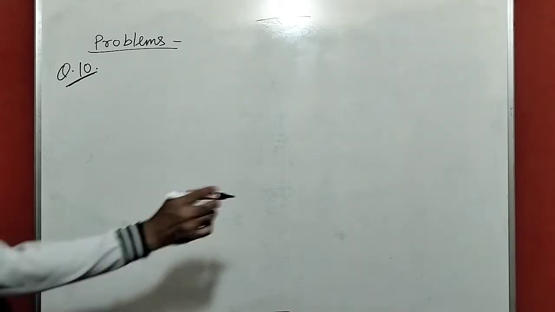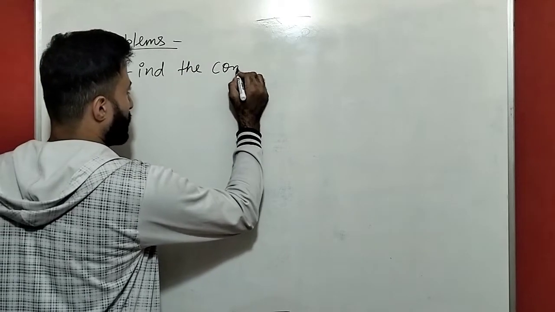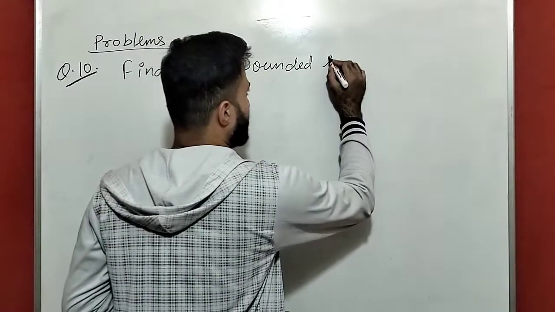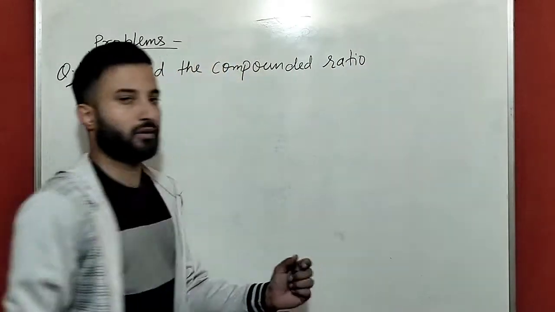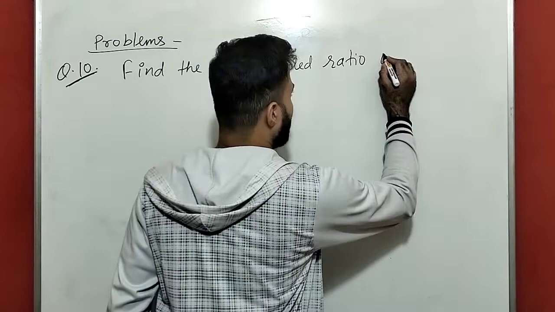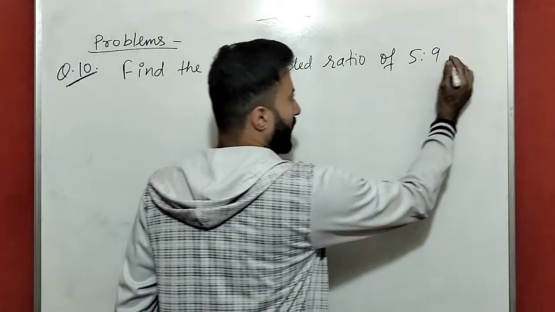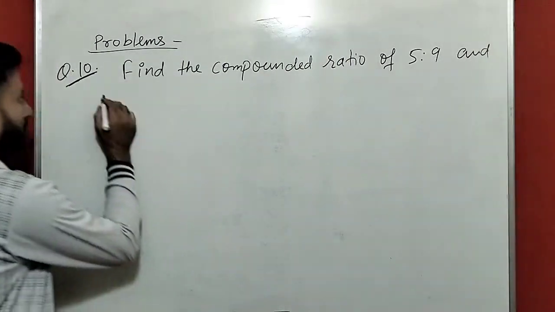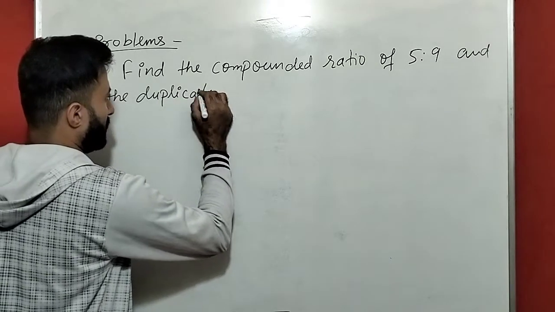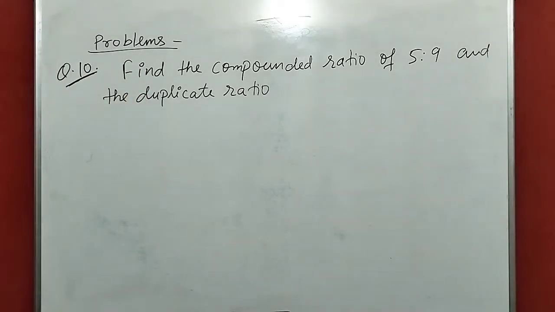Okay. Find the compounded ratio. As I have told you, the compounded ratio I will be doing in the next questions. So compounded ratio is nothing but you have to find the compound ratio. Find the compounded ratio of 5:9 and the duplicate ratio of 9:5.